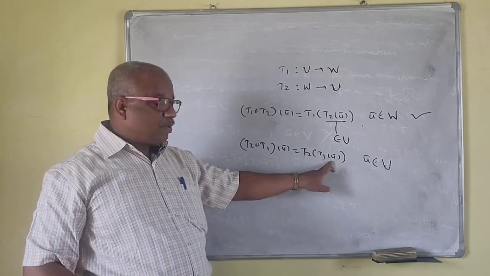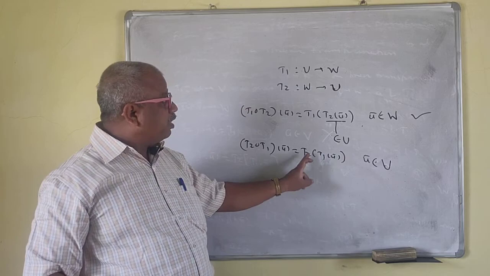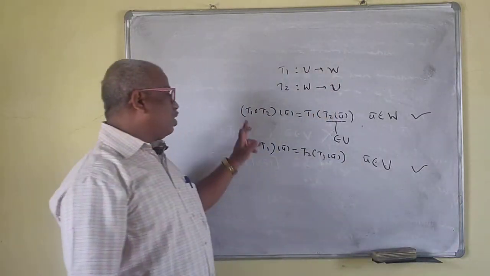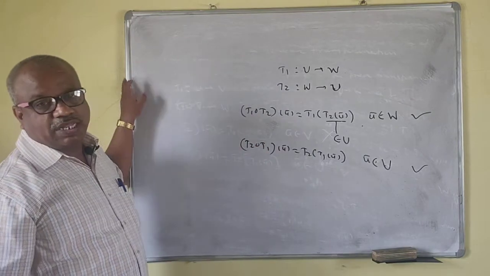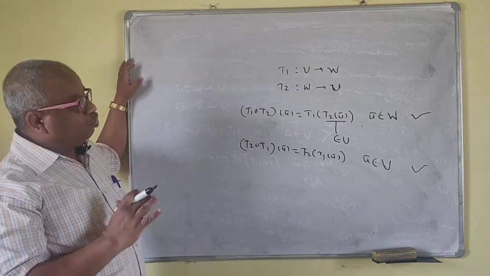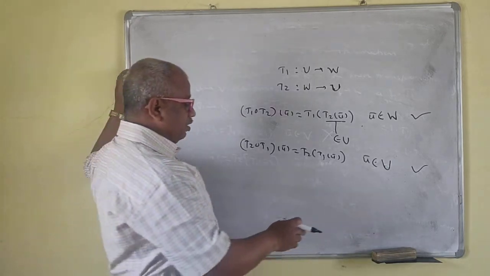Now you are applying T2. Can you apply T2 on an element of W? What is the domain of T2? It is W. Yes. So both T1 compose T2 and T2 compose T1 exist here, because domain and codomain are interchanged. So both the compositions exist here. So note this.